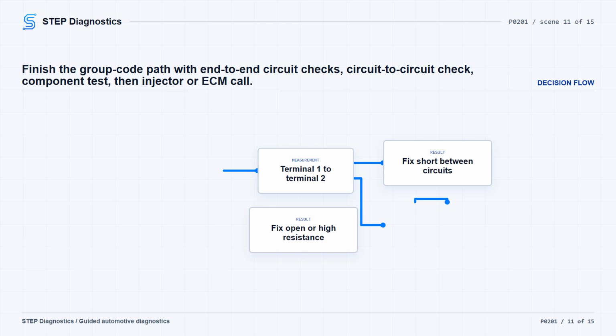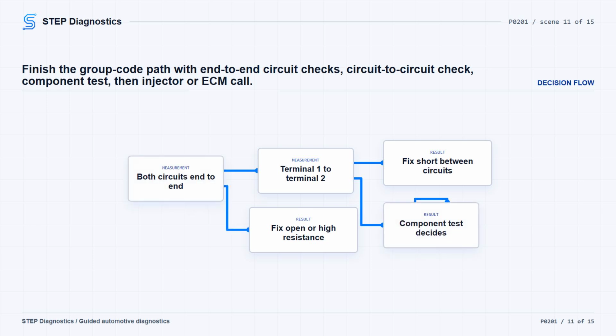both control circuits end to end. Each should be less than 2 ohms. If either is 2 ohms or greater, repair the open or high resistance. If both pass, test between control circuit terminal 1 and terminal 2 at the component harness. That should be infinite resistance. If it is less than infinite resistance, repair the short between the circuits. If it is infinite resistance, move into component testing.